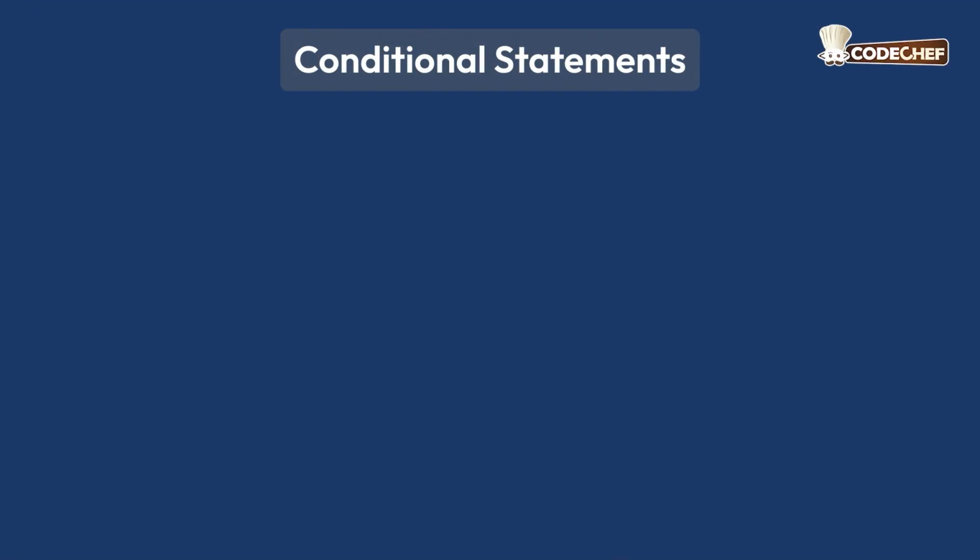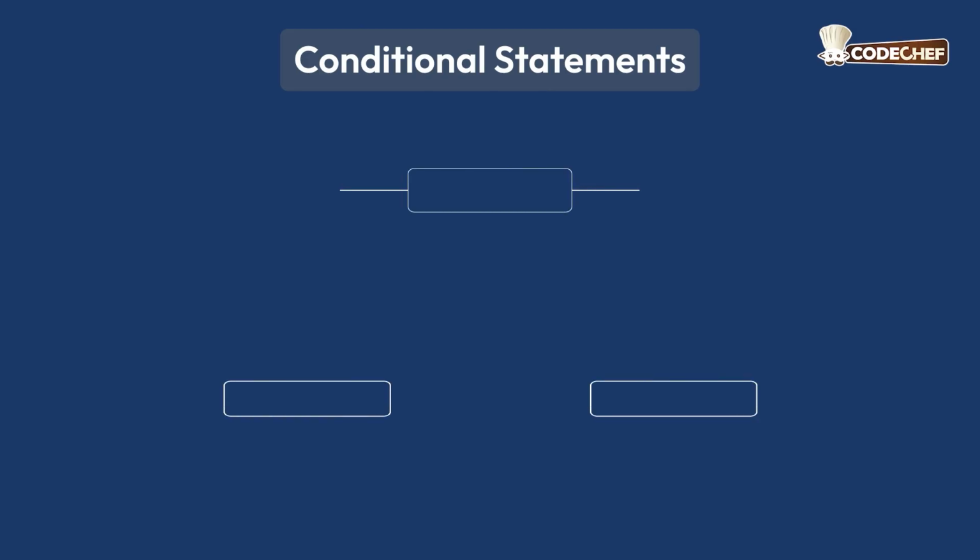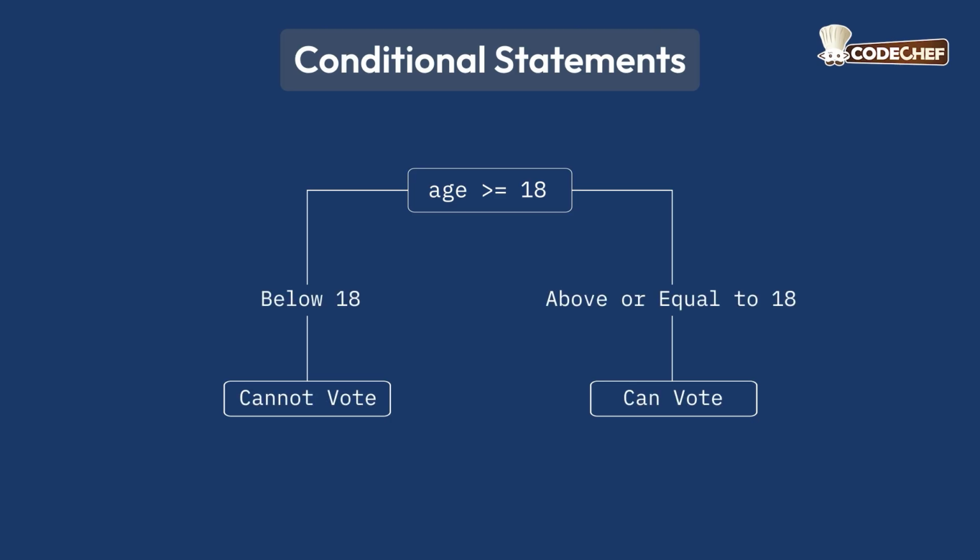Let's say we want to check if a user is old enough to vote or not. A person must be 18 years or older to vote. A program will behave differently if the age is below 18 and if it's 18 or more.